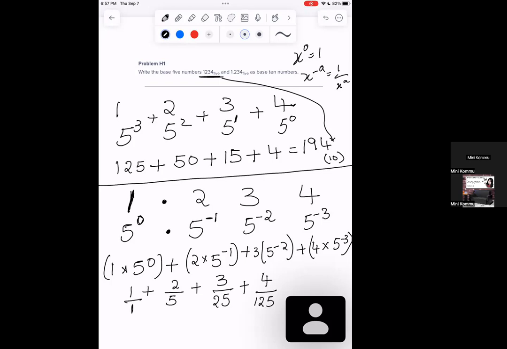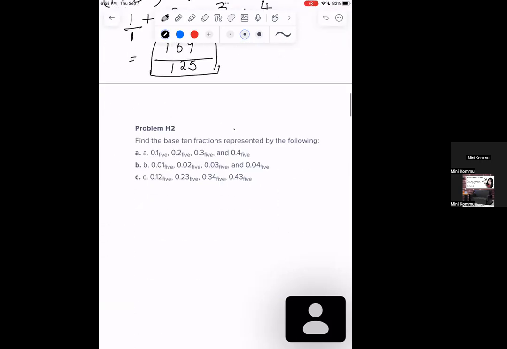Now I'm going to put over 1 over here, and you guys go ahead and make the denominators the same. Use the rules for adding fractions, and when you calculate this, I'm using my calculator, and then I got 169 over 125. All right, so 1.235 in base 5 system is equivalent to 169 over 125 in base 10 system. Yay, we finished the first problem. Now let us go to the second problem.